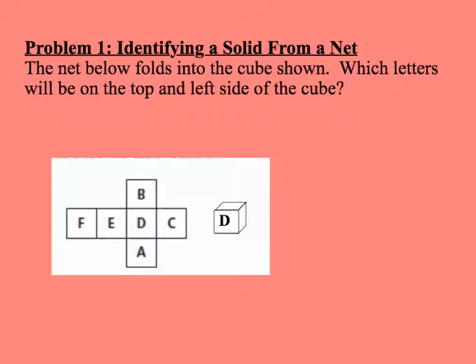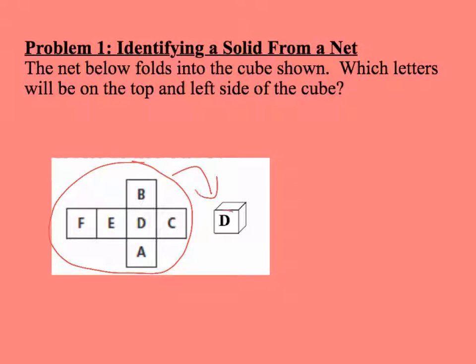Here we have an example of a net. This is a net of our three-dimensional shape, which is a cube. So we've taken all of the sides and we've flattened it out so we can see all of the sides without having to turn it. Now the question is, which letters will be on the top and the left side of the cube?